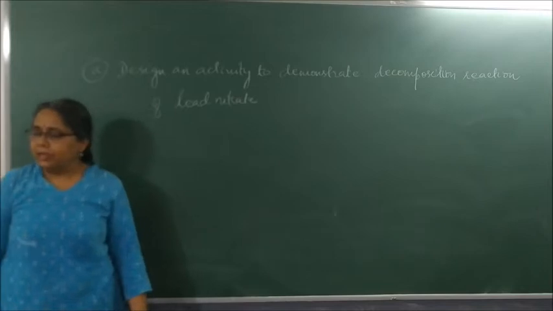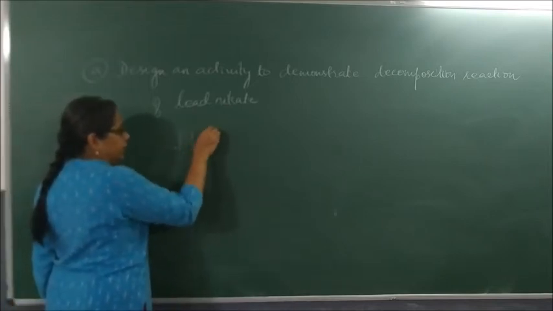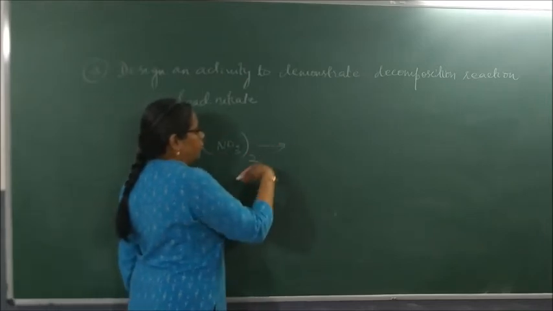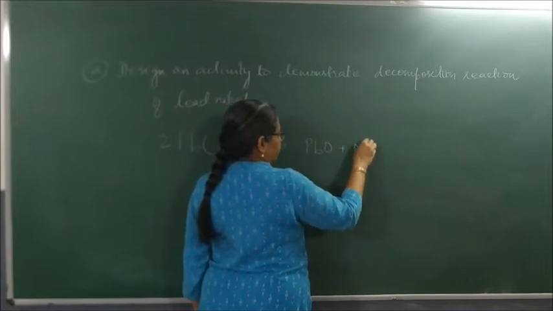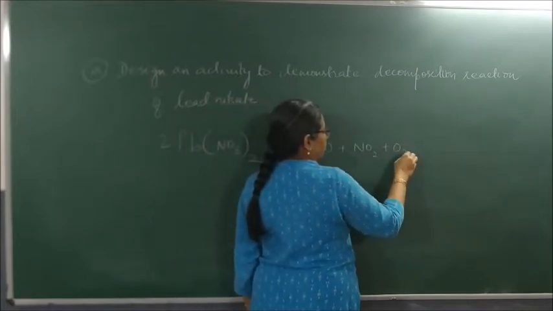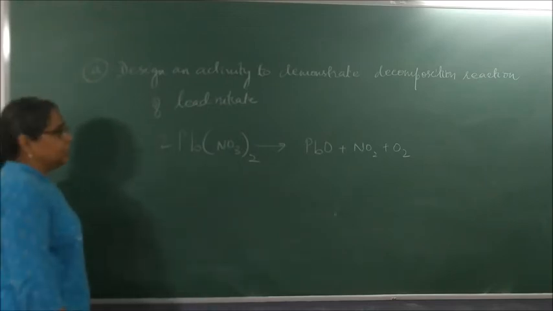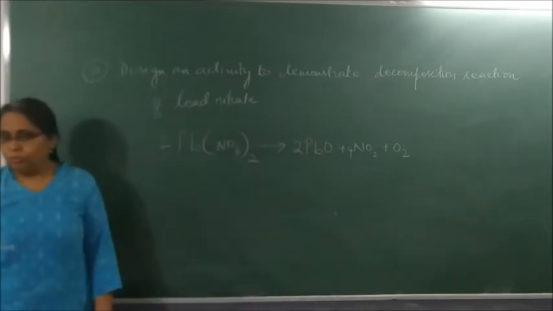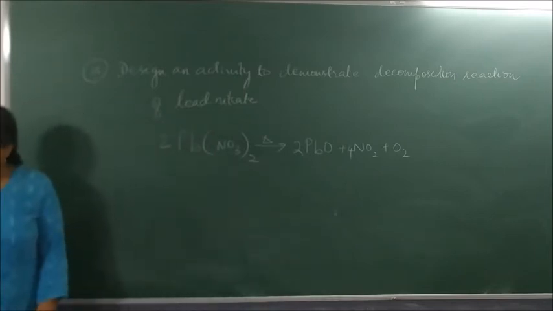So what we say, take a boiling tube and in that put few crystals of lead nitrate. What happens to lead nitrate when it is heated? It forms PbO plus NO2. We get 2 Pb(NO3)2 gives 2 PbO plus 4 NO2 plus O2. This is our reaction. On heating, what else do we observe?